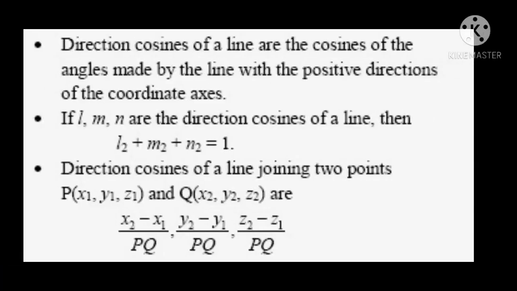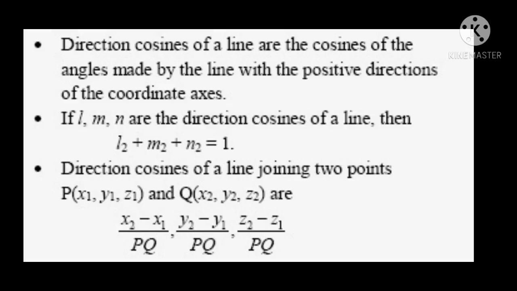The next point is if L, M, N are the direction cosines of a line. Here it is written L2 plus M2 plus N2, although it is not that correct. It will be L square plus M square plus N square is equal to 1, as I told you before. Never mind, we will write it down in the questions part. Let's move forward to the next point.